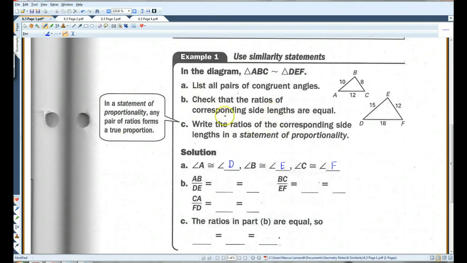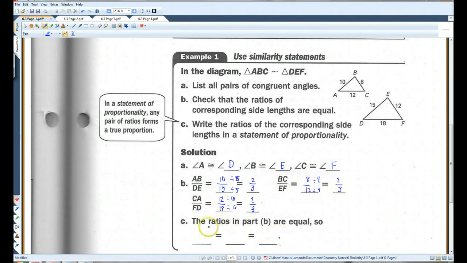Check that the ratios of the corresponding side lengths are equal. So, AB over DE, that's 10 over 15. If I divide top and bottom by 5, I'm going to get 2 over 3. BC over EF, that's 8 over 12. If I divide top and bottom by 4, I'm also going to get 2 over 3. Notice that these are the same. CA over FD, 12 over 18. If I divide top and bottom by 6, once again, 2 over 3. So, all three of these have the same ratios.